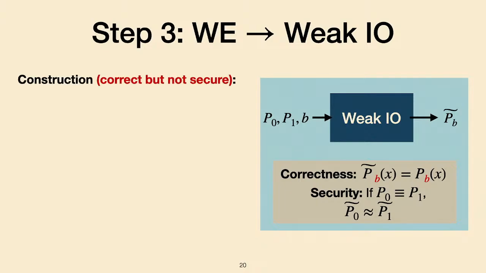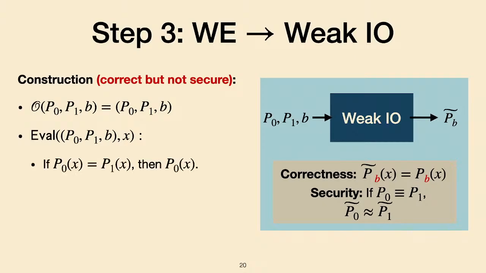So first, I'll give a construction that is correct, but not secure. The weak IO obfuscation is going to output just P0, P1, B as is. To evaluate it, I'm going to first check, is P0 and P1 equivalent on X? So you're basically on the fly, as you get the input, checking if P0 and P1 are equivalent. If yes, I'll output P0 of X. Else, I'll output PB of X.